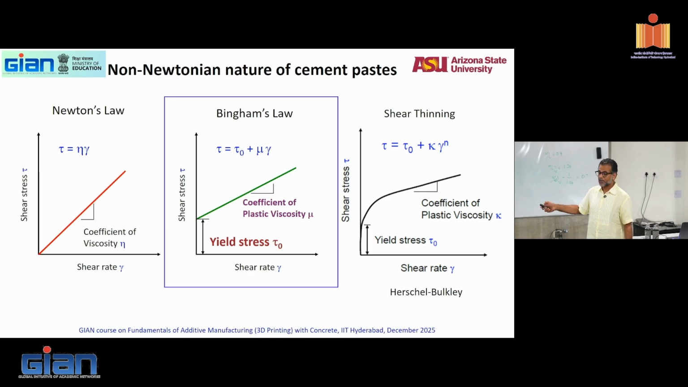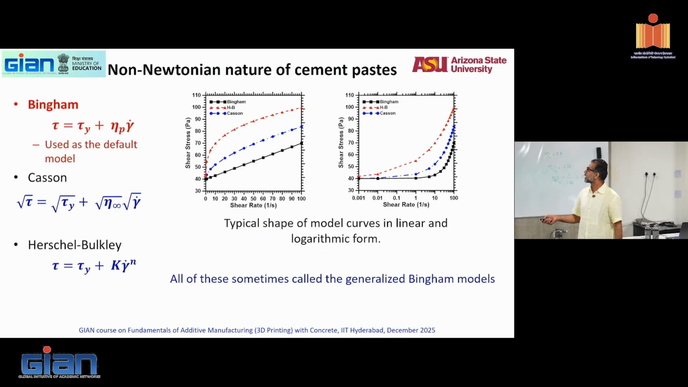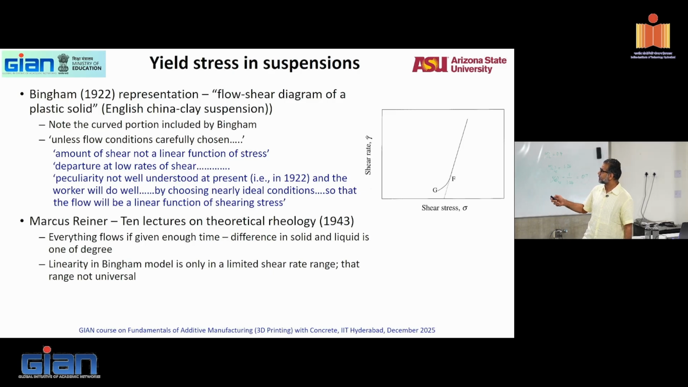We assume linear. But Bingham himself told it is not linear. It departs at low rates of shear, peculiarly not well understood at present. In 1922, he said this is not well understood at present. In 2022, we also said, not well understood at present because Bingham said so, why bother? So we keep on using the Bingham model over and over again.